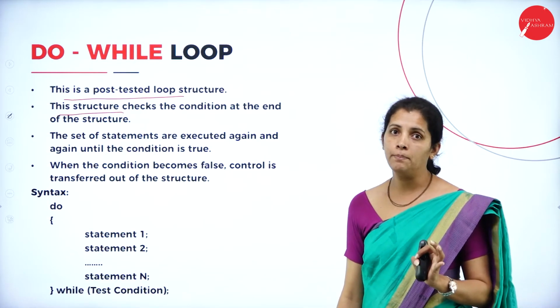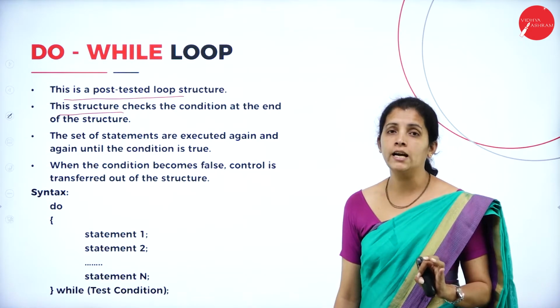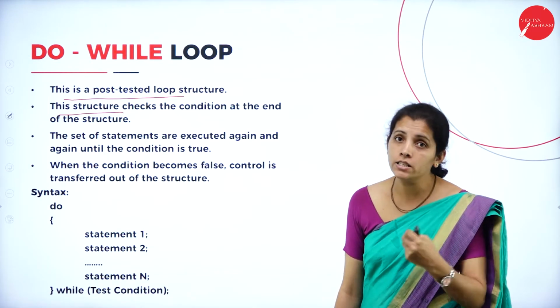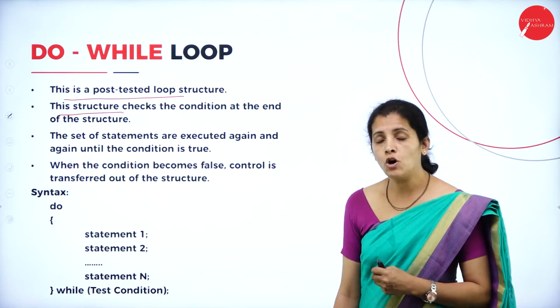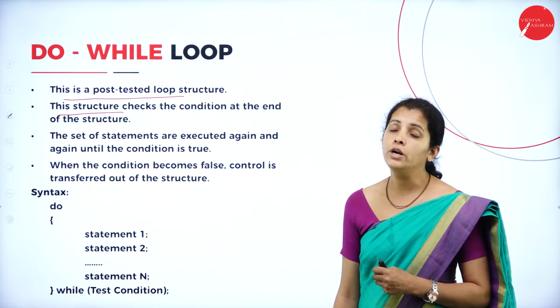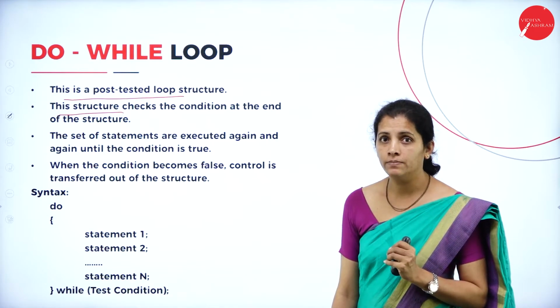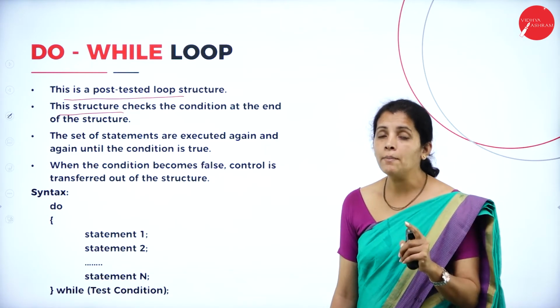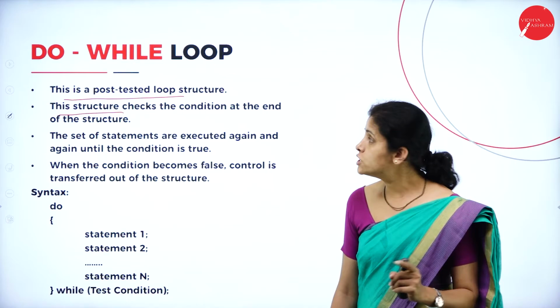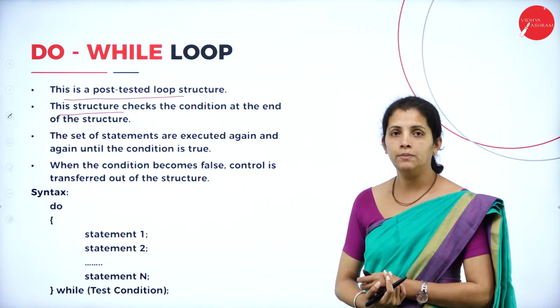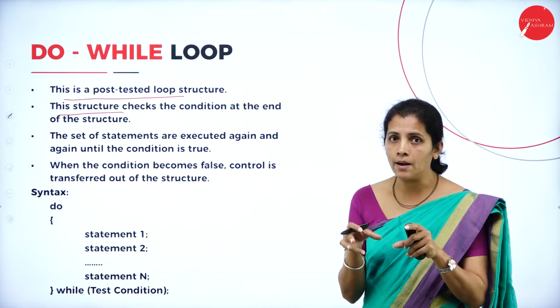The best example: without a hall ticket, I'm going to write the exam. When the squad enters the examination hall and asks me for the hall ticket, that time I'm going to quit. That situation itself is a do while loop. That means I'm going to write the exam.